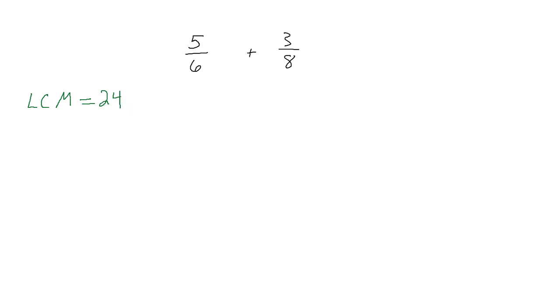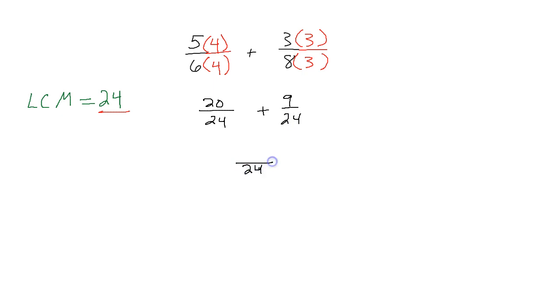So when it comes time to add these fractions, I need to multiply both fractions by 1 in the form of something over itself. And the number that I choose is the number that makes my denominator 24. So for this first fraction, I need a 4 to go with the 6, and I have to put the same number to the top and the bottom. For the 8, I need a 3. So for this first fraction, I get 20 over 24, and for the second fraction, I get 9 over 24. Now my denominators are the same, and I can just add the 20 plus the 9 and get 29 over 24.